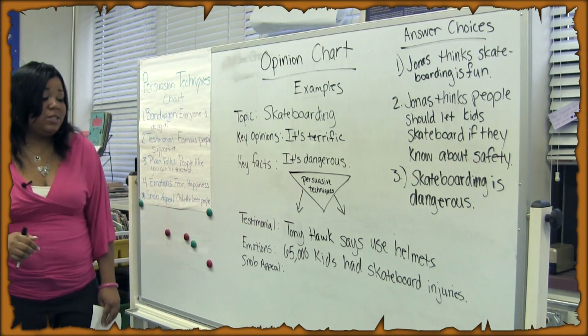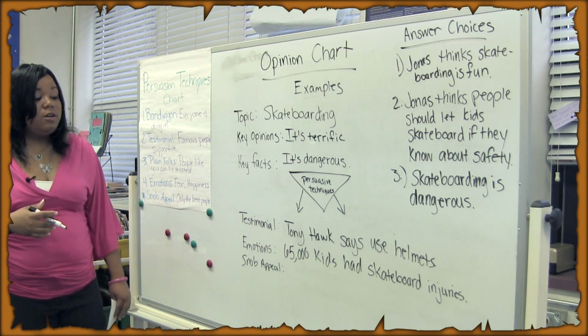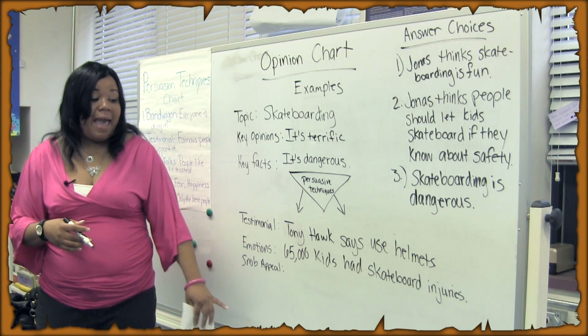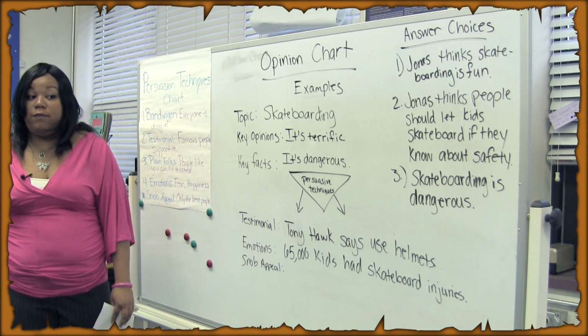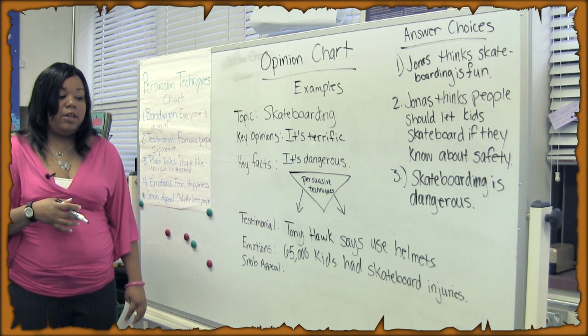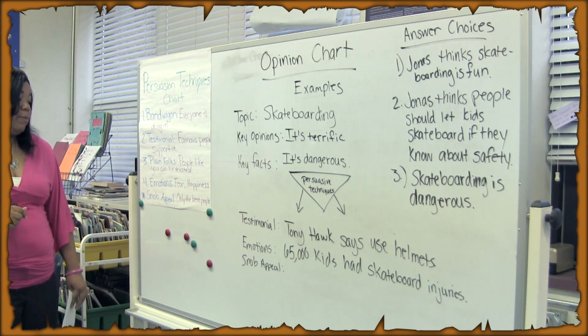The next one is emotions. The emotion that they're trying to get you to use is fear. 65,000 kids had skateboard injuries. So they're trying to play on the fact that if you're scared, then maybe you will go ahead and use a helmet. The next one is snob appeal.